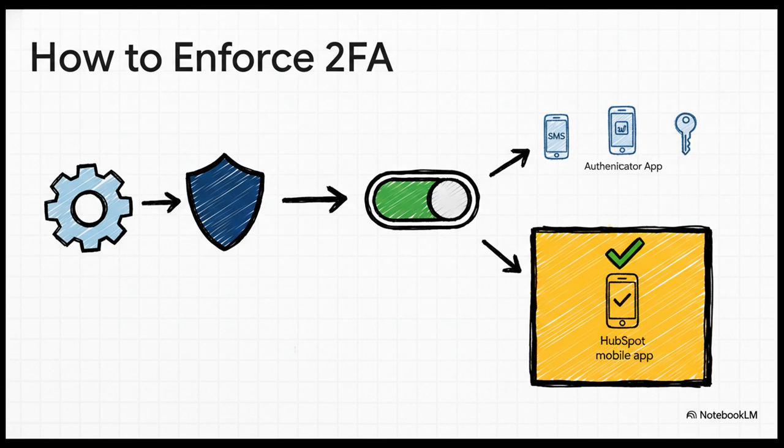Now, one little thing to remember is that the HubSpot mobile app is always on. You can't turn that one off. It'll always be an option for your team.